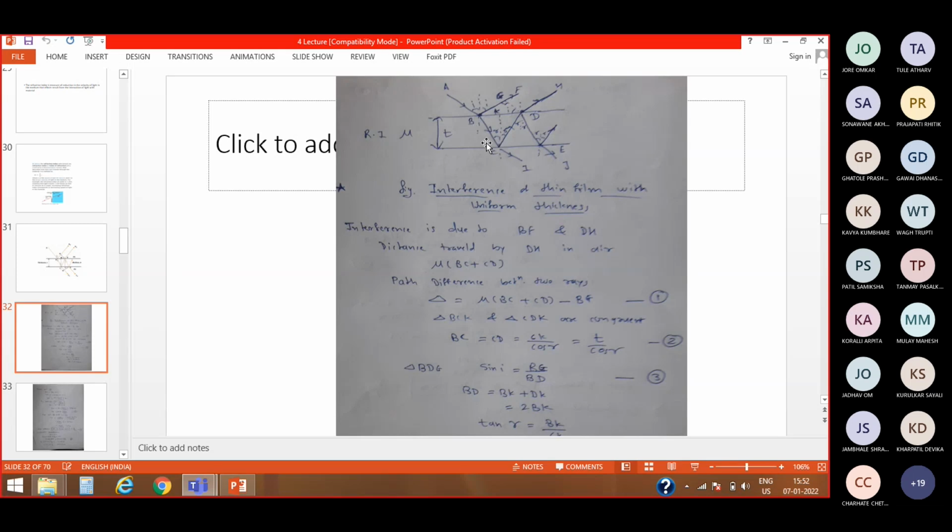BC is equal to CK upon cos of R. CK is this line. Cos of R means this one, angle of refraction, that is small r. Cos of R is equal to CK upon BC. Okay. But what is CK? CK is common for both the triangles, and CK is nothing but the thickness. So instead of CK, I write the thickness small t upon cos of R. So this is your equation number 2.